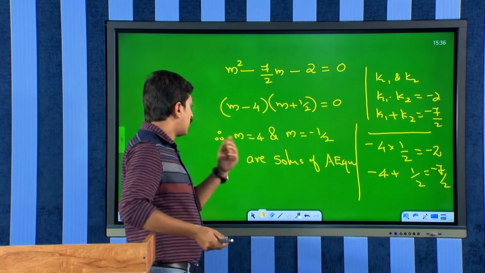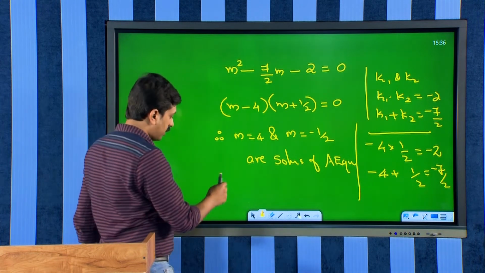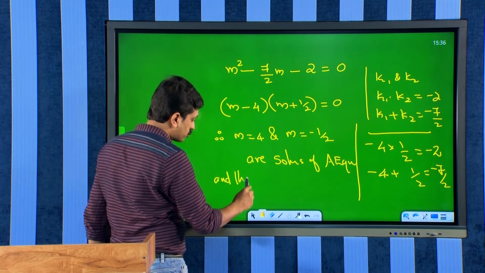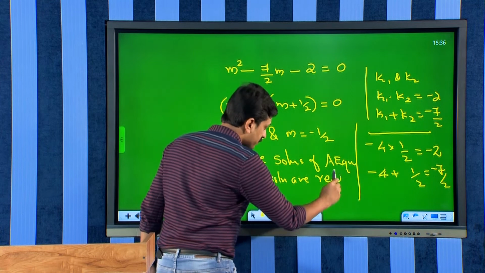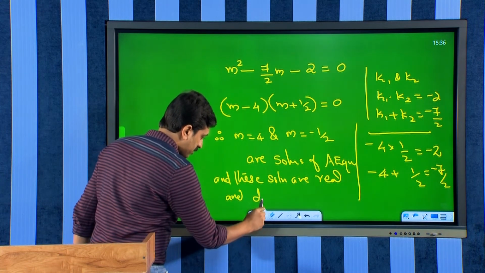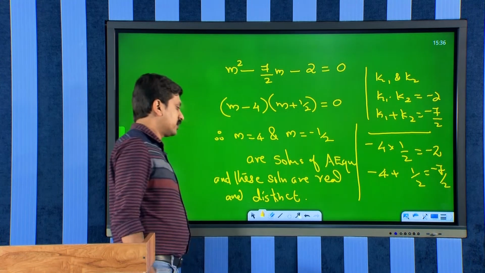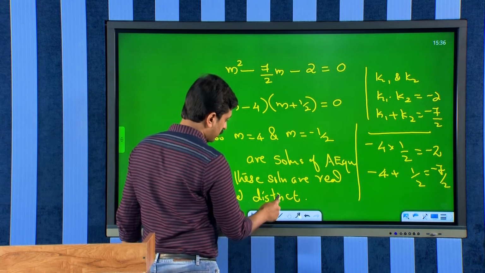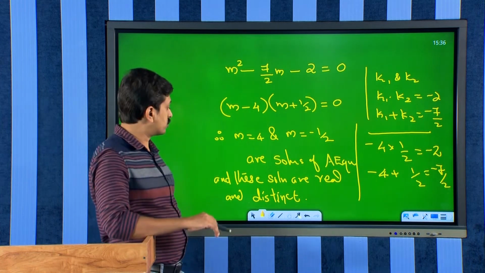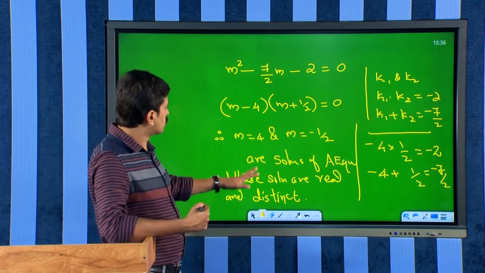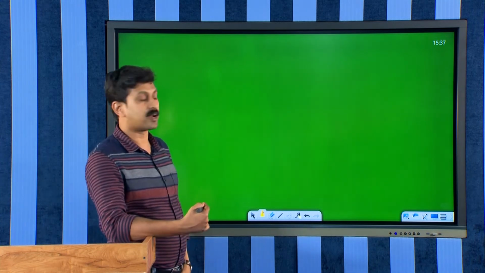So see, the solutions are real and distinct. These solutions are real and distinct. So there is a real and distinct solution, therefore we will have the general solution.